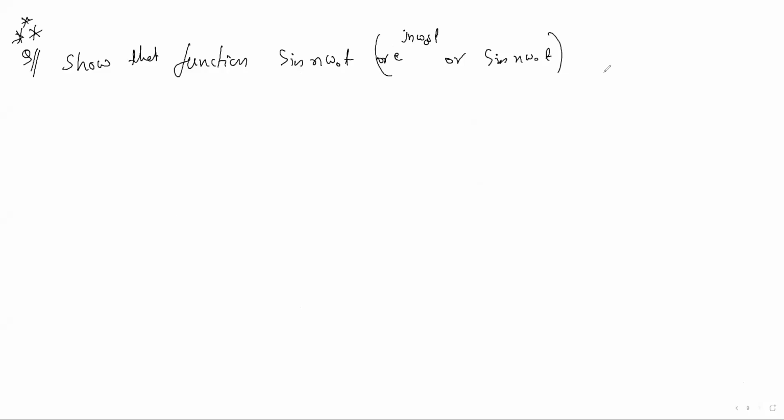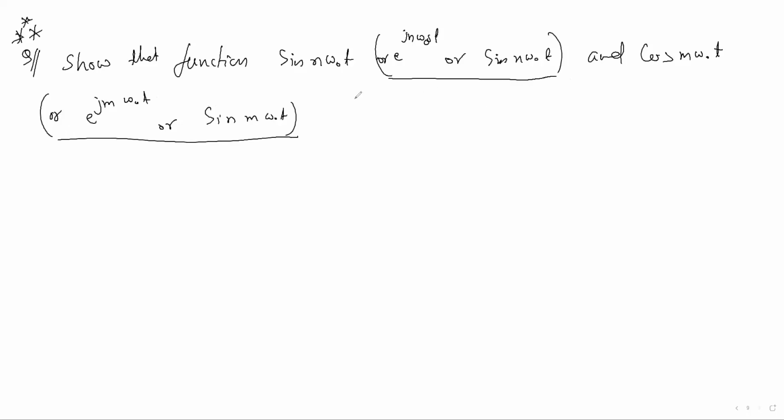Here sin, here cos: cos m omega naught t, or in brackets e to the power j m omega naught t, or sin m omega naught t. I am just giving these; a comparison may come for this and this, this and this, they may ask any of these.